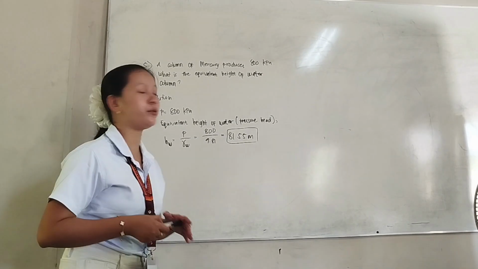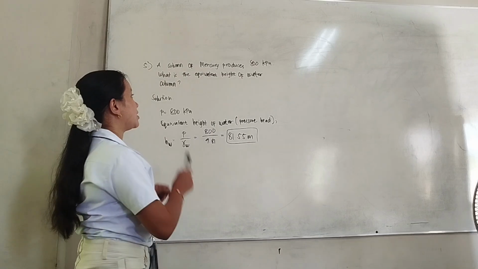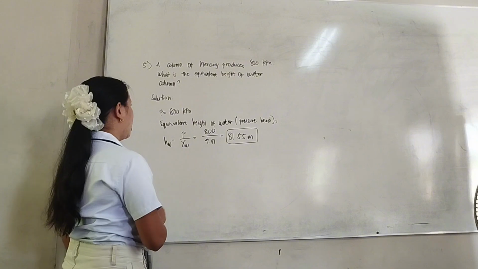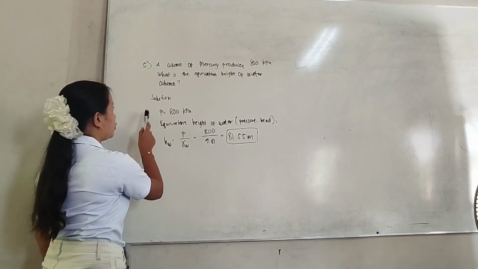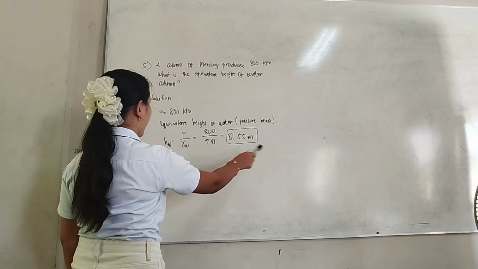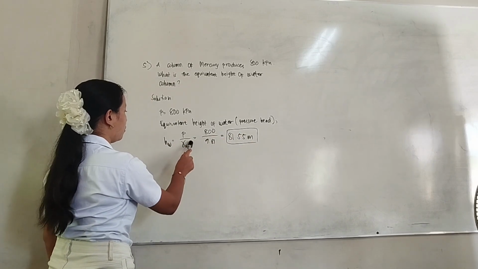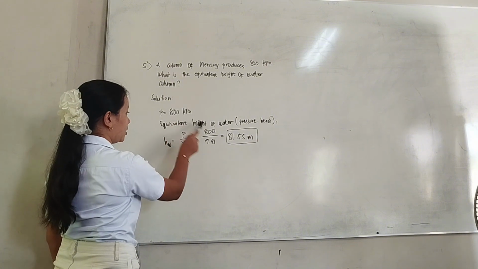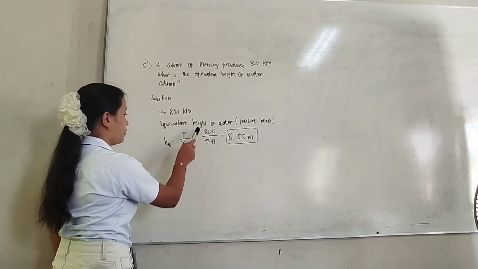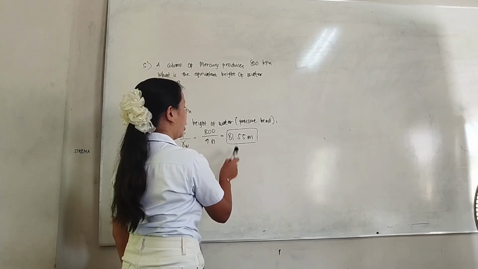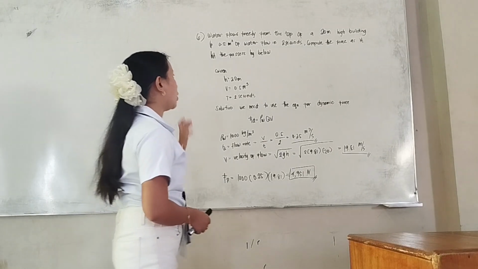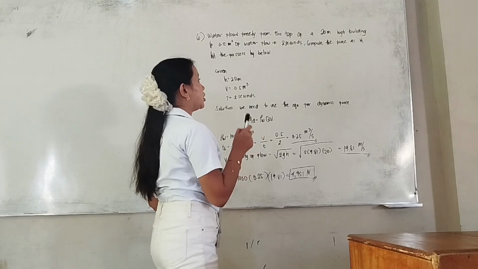Okay, so for problem number 5, a column of mercury produces 800 kilopascal. What is the equivalent height of water column? So we have a solution. So our pressure is 800 kilopascal. So the equivalent height of water, or the pressure head, equals the pressure over unit weight. So we have a pressure of 800 kilopascal and the unit weight of water is 9.81. So 800 divided by 9.81 is equal to 81.55 meters.